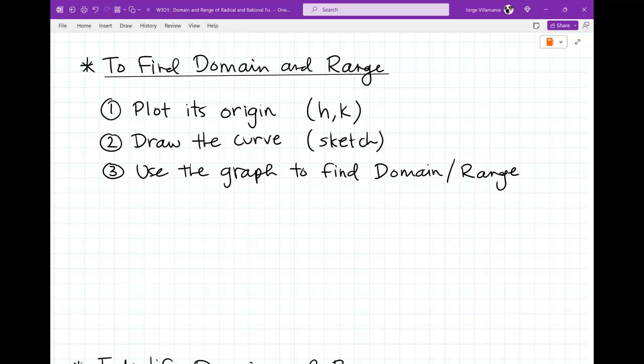So with domain and range, we're going to want to find our origin. We're going to want to sketch it. And again, by sketch, I mean a real lazy sketch. We're not going to do anything perfect. And then we're going to use the graph to figure out the domain and range. Okay, so it is just 3 steps. And the 3 steps don't take very long. It might take you about a minute or less, depending on how fast you are at doing this. So don't think you're going to be spending a lot of time finding all this information. Okay? So, here we go.